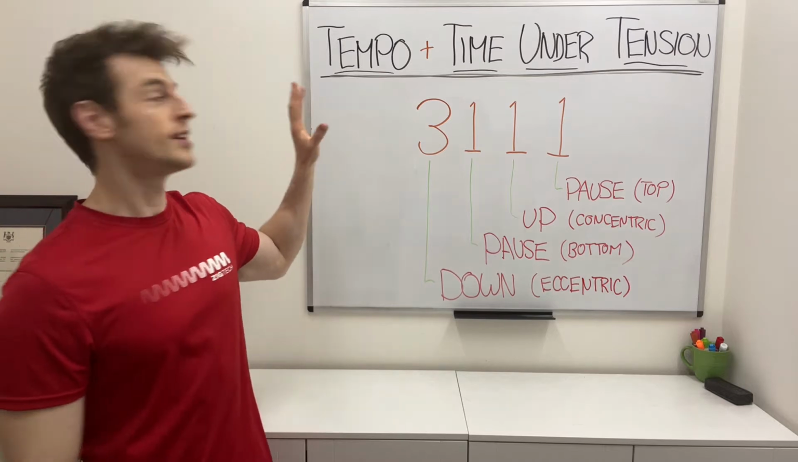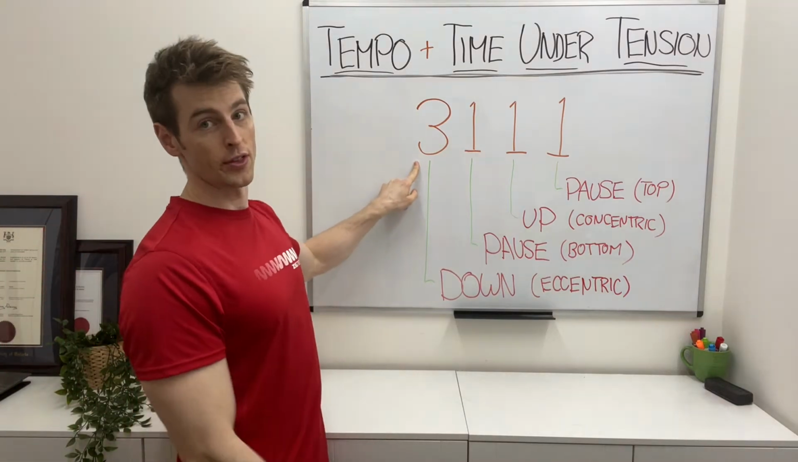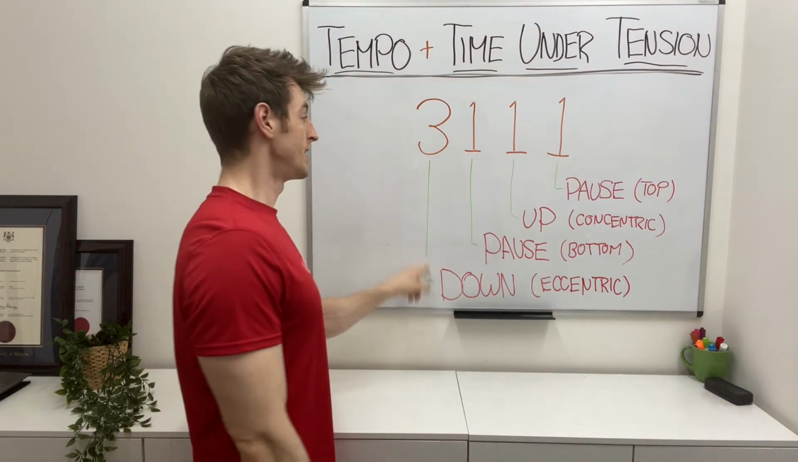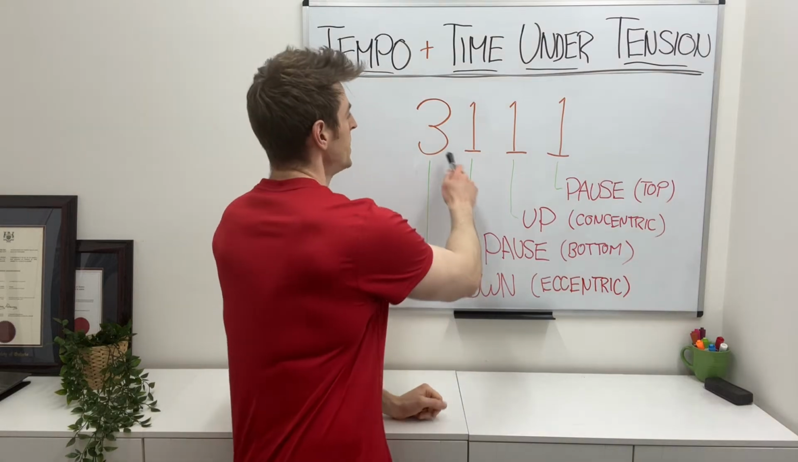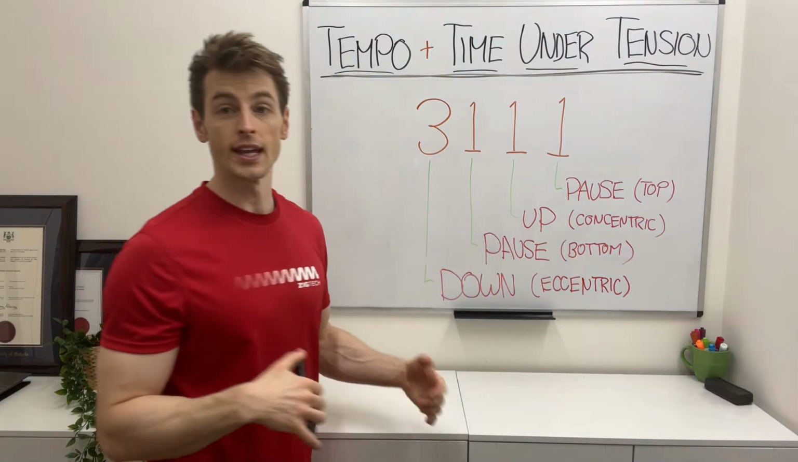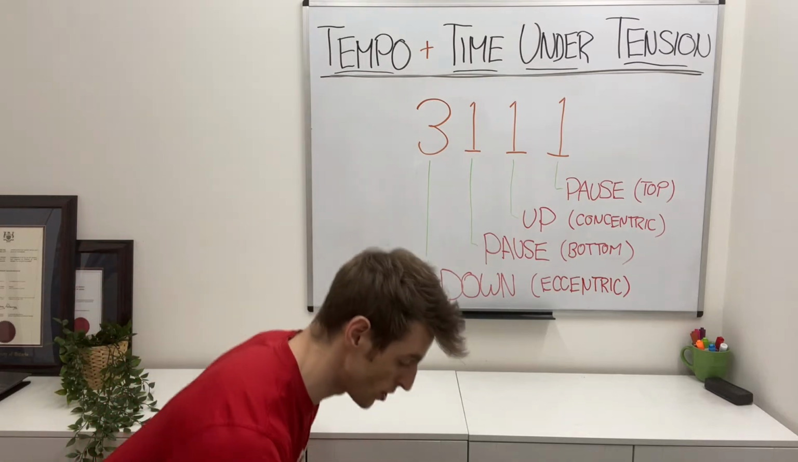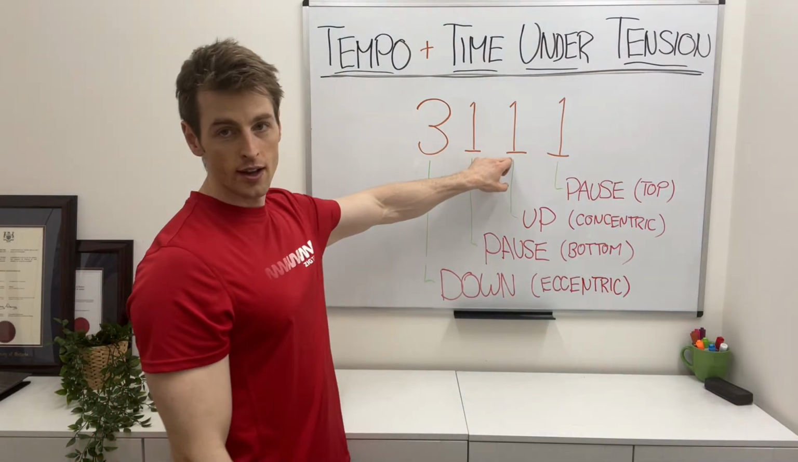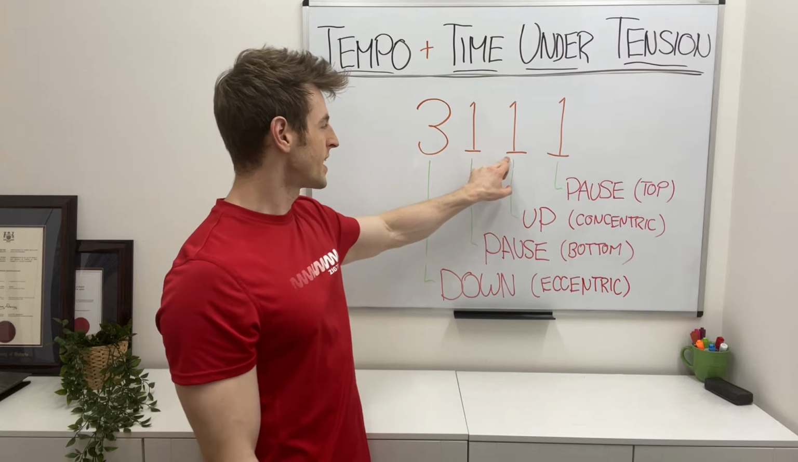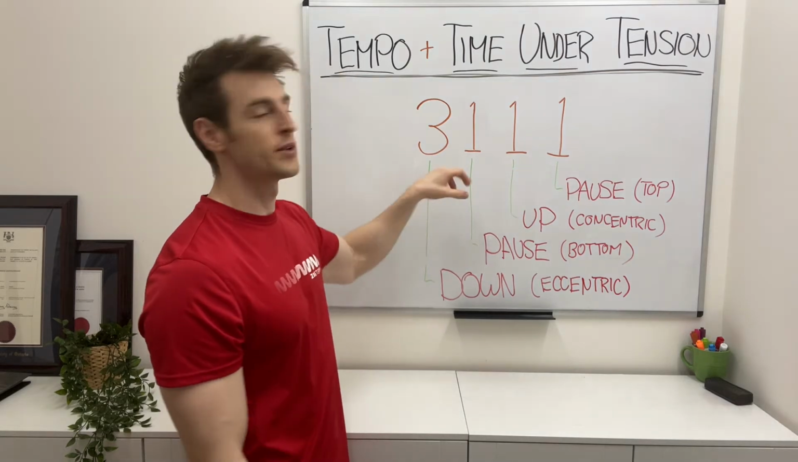Tempo, when it is written, it is always the movement on the way down. Eccentric movement is always the first number, and it goes from there. So something like a deadlift, where you're picking something up starting from the bottom, that's right, third number in. That's 1 second up, 1 second pause, 3 seconds down, and so forth.